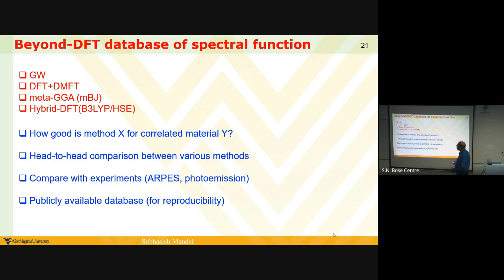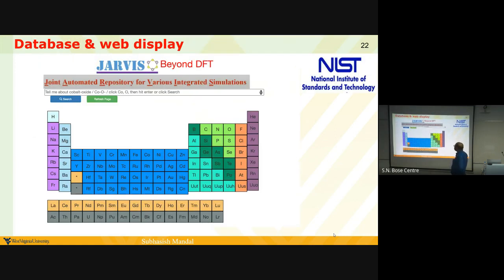We are going to do a head-to-head comparison for a given material and tell which method performs better, then compare it with the experiment. Importantly, we have to make it publicly available for reproducing, and it can also be really helpful for experimentalists to access the data. With that in mind, we started building this database called the JARVIS Beyond-DFT database. We hosted it at NIST. JARVIS is a DFT database, this acronym, so we have added another leg. It's called Beyond DFT.